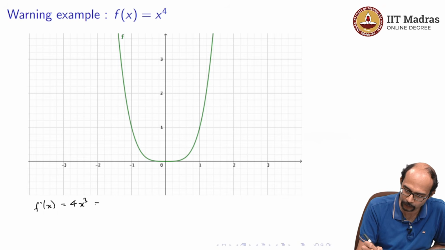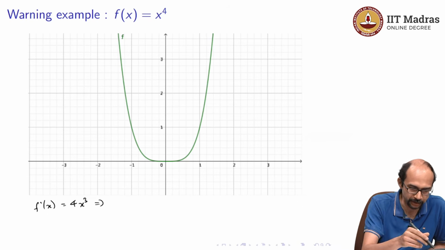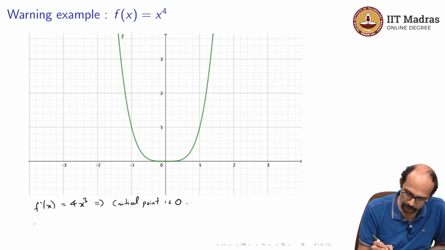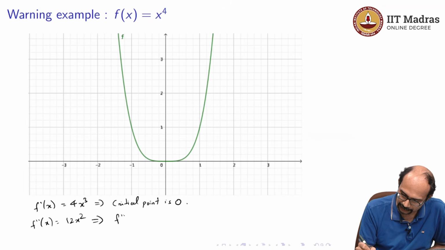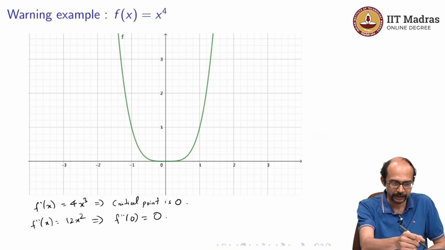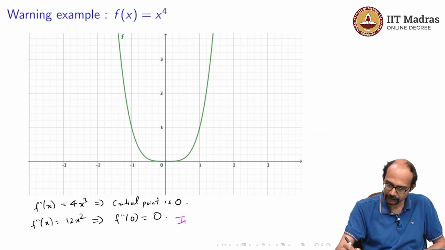So, if you do 4x cube, then f prime of x is 0, and the critical point is 0. So, now we do the double derivative test. So, that is 12x squared, and when you apply it at 0 you get 0. So, in fact, the double derivative test ends up being inconclusive.